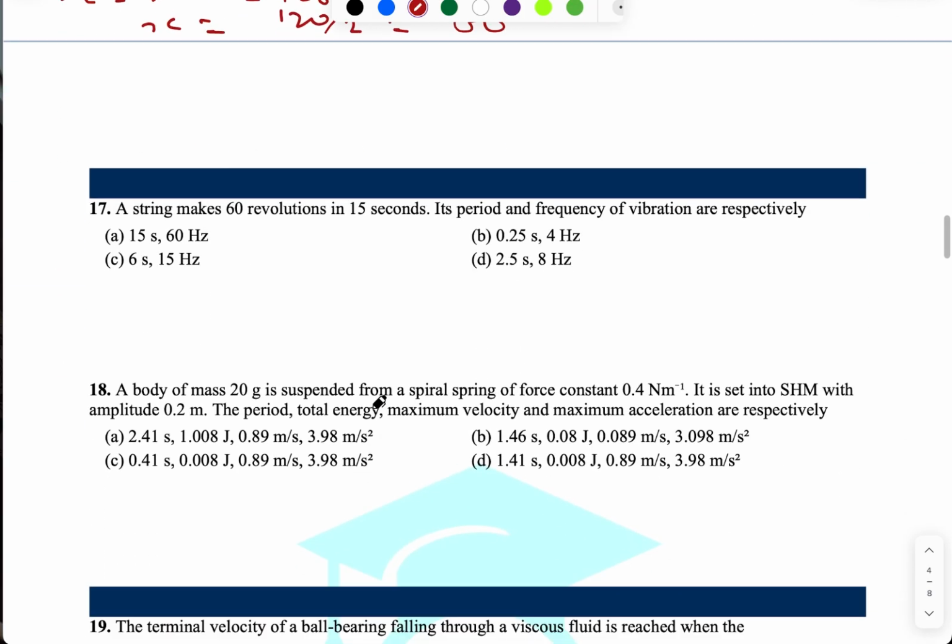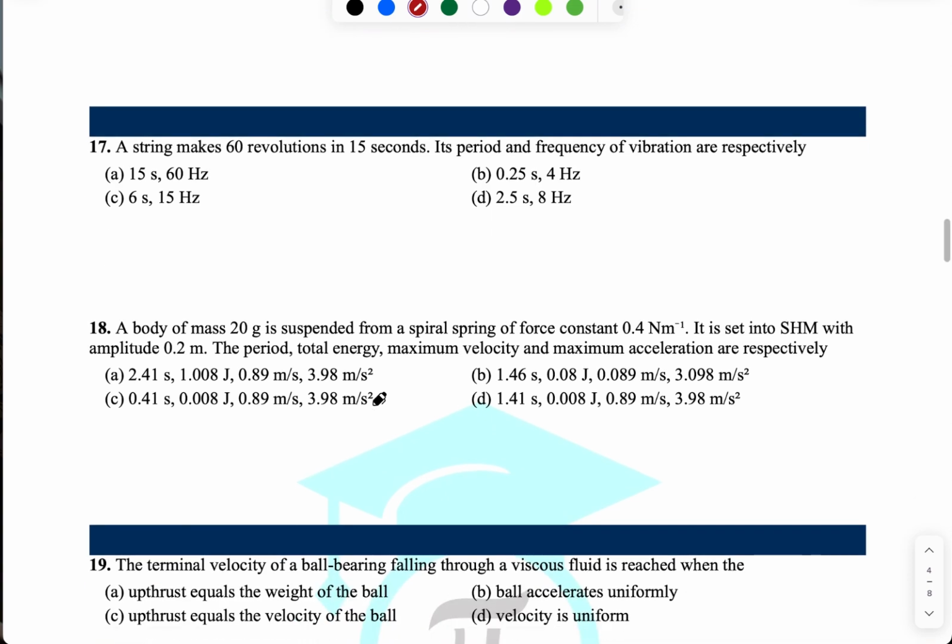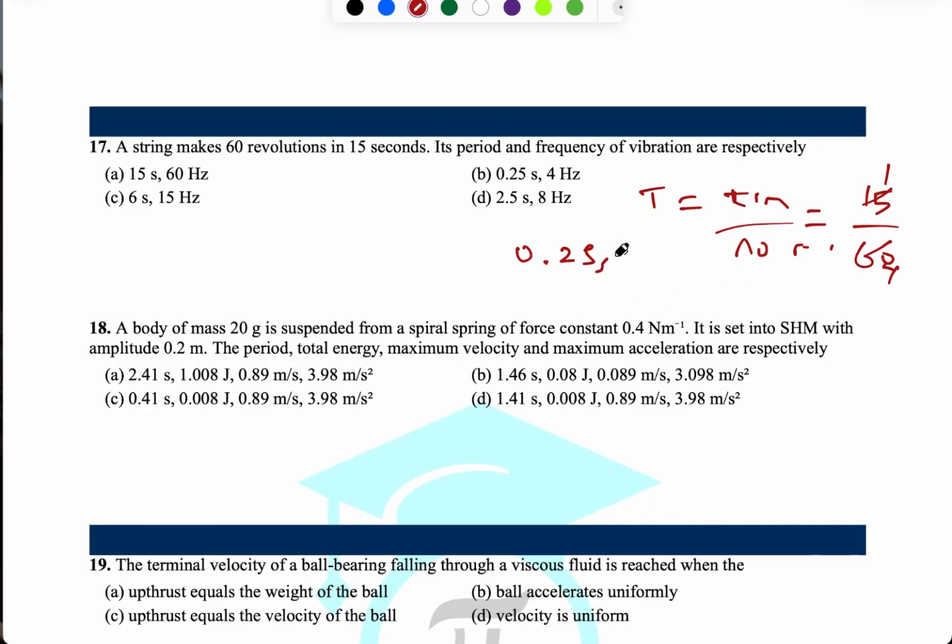Number 17, a string makes 60 revolutions in 15 seconds. Its period and frequency of vibration are respectively. Now, period is the time taken divided by number of revolutions. So this is very easy. 15 seconds divided by 60. That's 1 over 4, and that will be 0.25 seconds. And the good thing is that frequency is simply the inverse of this. So that will be 4 hertz. So this is a very, very simple and straightforward question. So the correct answer is going to be B.